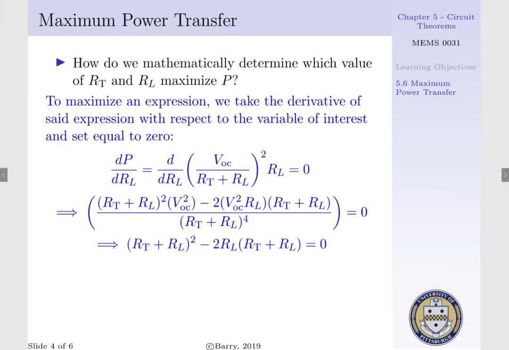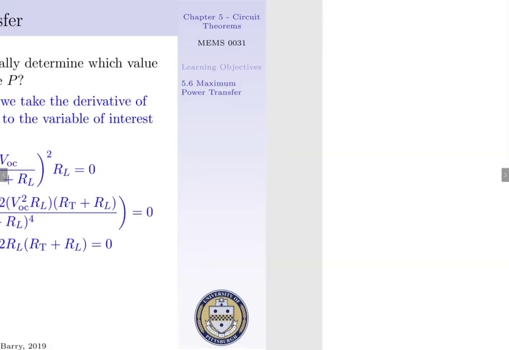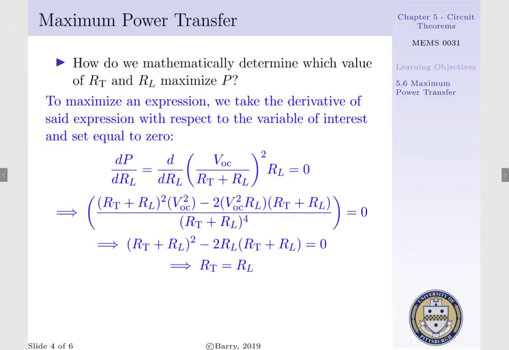we'd be left with the following, where we have our Thevenin plus load resistance quantity squared minus 2 times the load resistance times the quantity our Thevenin plus load resistance, and set this equal to 0. If we expand out the first term within our expression and cancel out like quantities, we would have the following. Our Thevenin resistance would be equal to our load resistance. Or conversely, the load resistance would be equal to the Thevenin resistance of our circuit, such that this quantity maximizes our power output.